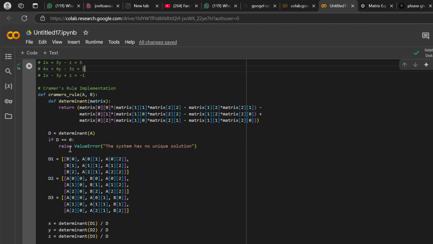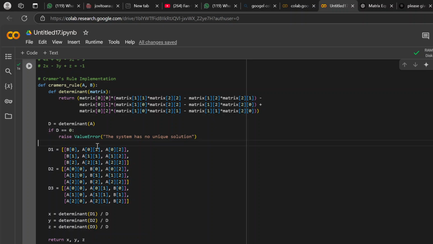If the determinant equals 0, the value is an error, and the system will not have a unique solution. So it makes a condition: if D, meaning the determinant, is 0, then it will print this text.